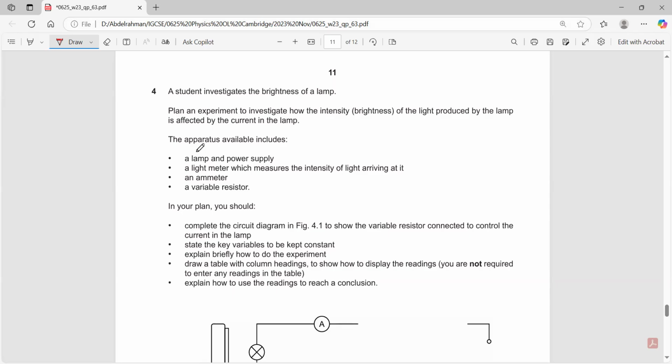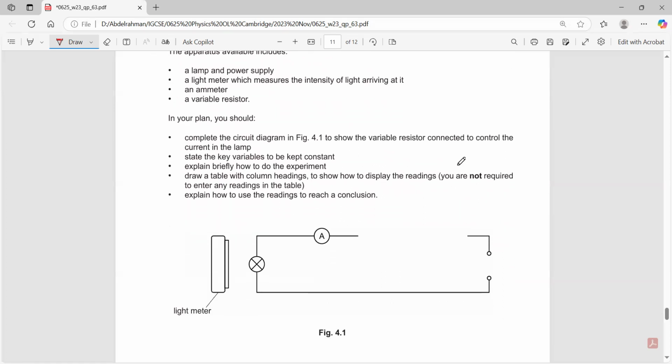Plan experiment. The apparatus available: you have the lamp, the power supply, the light meter, an ammeter, a variable resistor. Complete the circuit to show the variable resistor connected to control the current. So you have to draw the variable resistor in series this way, right? So this is my variable resistor.